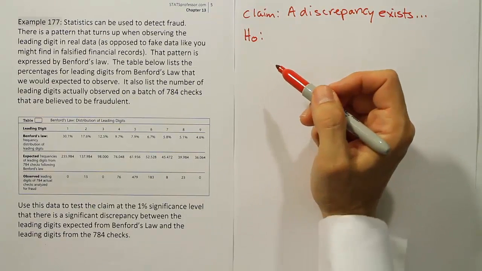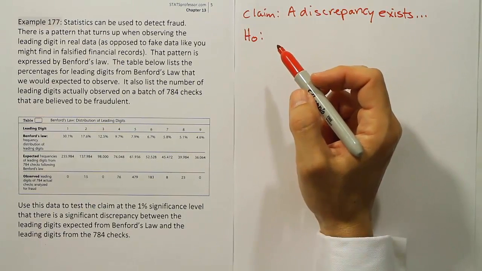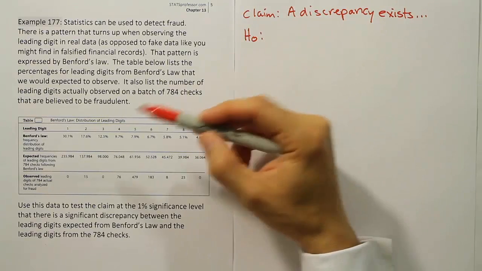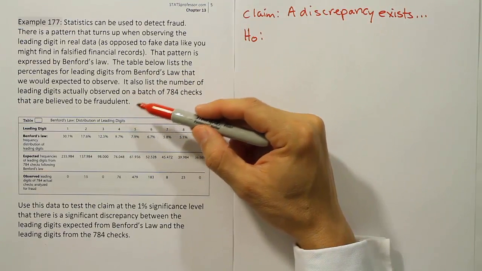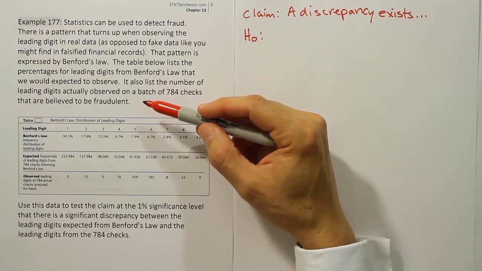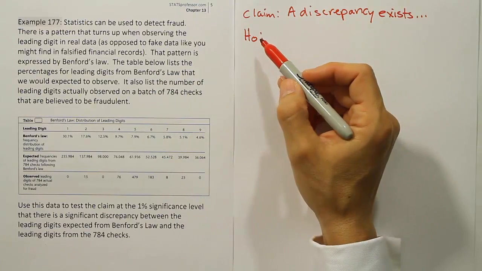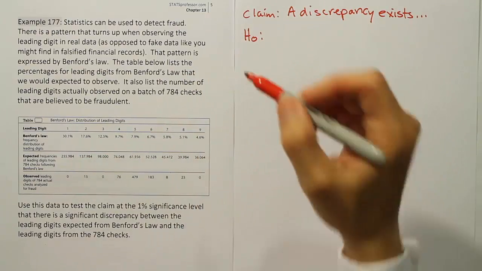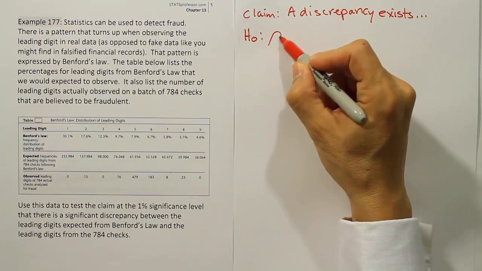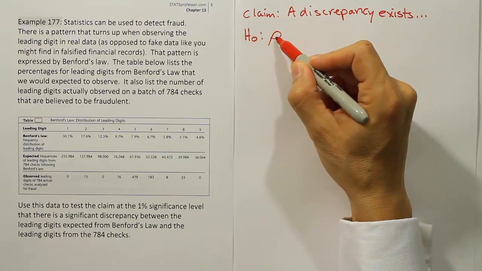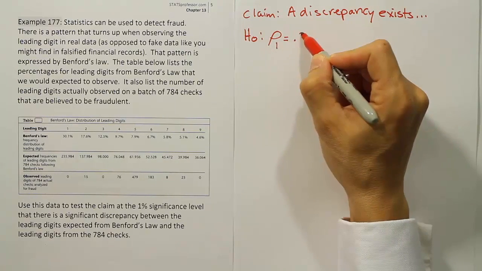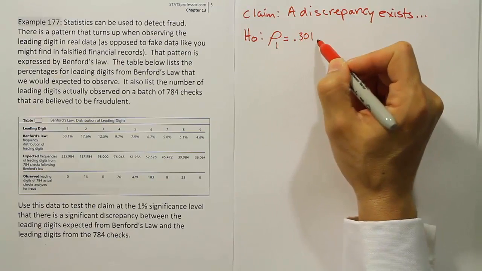And if this was a criminal trial, we would normally assume innocence first, right? So let's assume the same thing for these checks. We're believing them to be fraudulent. That's why obviously they're looking into them. But let H0 express the idea that the checks are innocent, that they're not fraudulent. And what that means is they should adhere to Benford's law. And that means that the proportion of checks, and this is p for proportion, the proportion of checks that start with a digit of 1 should be 0.301 or 30.1%.